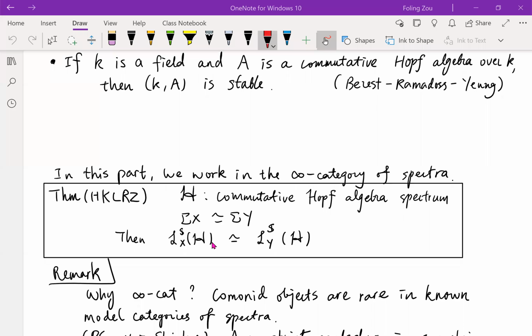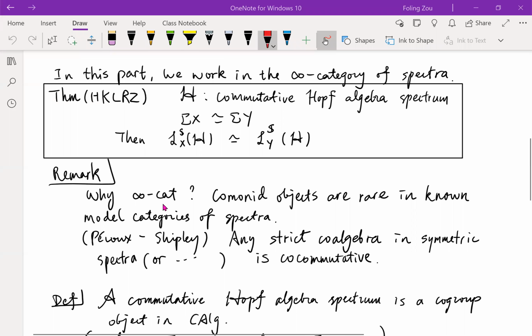Okay, so why are we working in the infinity category for this theorem? This is because comonoid objects are rare in known model categories of spectra. So this is a theorem in Pérez and Shipley that any strict coalgebra in symmetric spectra or orthogonal spectra or EKMM spectra is cocommutative. So if we ask the coalgebra structure to be strict, we have also asked that it has to be cocommutative.